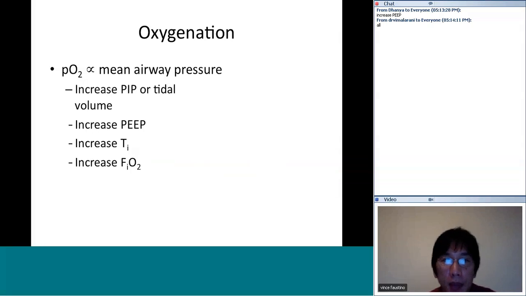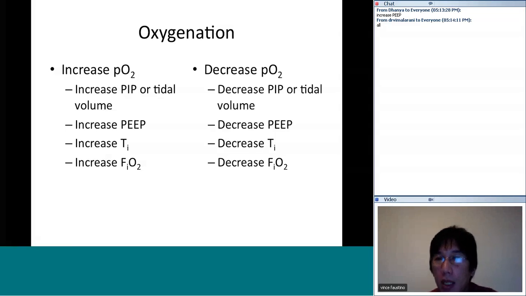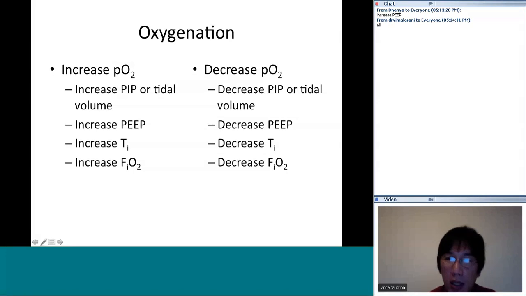Just to summarize, if your patient is desaturated and you want to increase your PO2, then you increase your PIP or your tidal volume. Remember, your PIP is directly proportional to your tidal volume. You can increase your PEEP, you can increase your I time, or you can increase your FiO2. Or if your patient is hyperoxygenated and you want to decrease your PO2, what you can do is just the opposite: decrease your PIP, decrease your tidal volume, decrease your PEEP, decrease your inspiratory time, or decrease your FiO2.